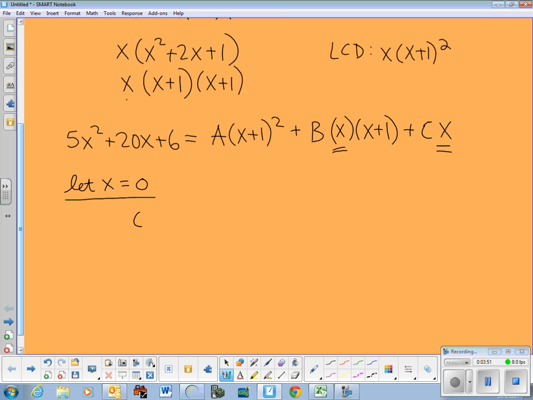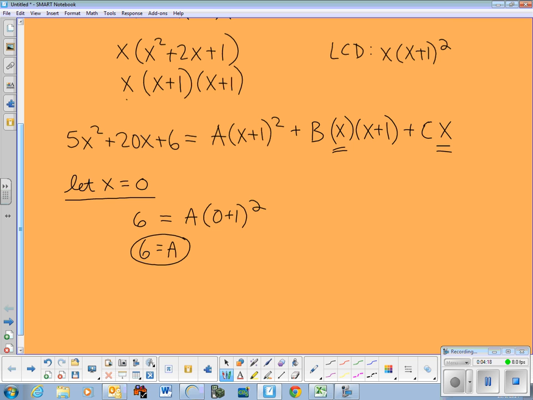So I have 6 on the left because 5x squared plus 20x when x is 0 wipes out. On the right, I have A times (0 plus 1) squared. And then I've already said the B and C terms are wiped out because of the x term in there. So this is just 1 squared, which is 1 times A. So I've already got my first unknown. A is equal to 6.